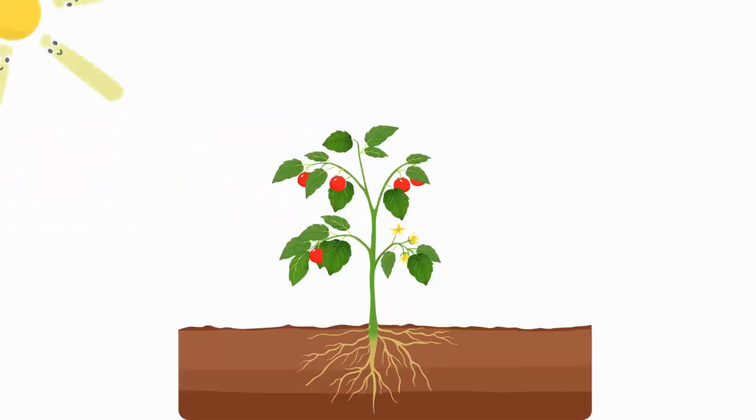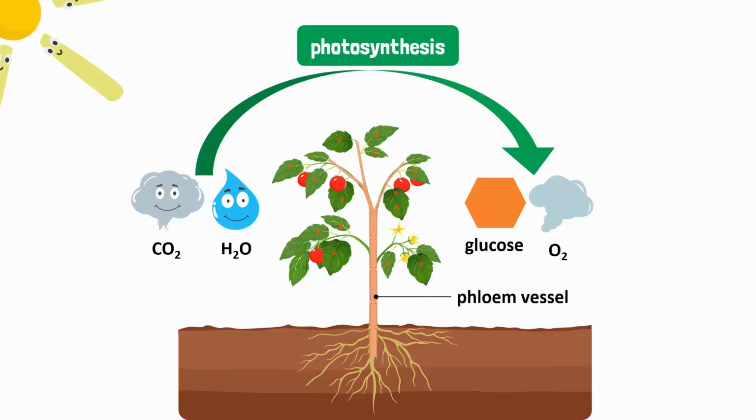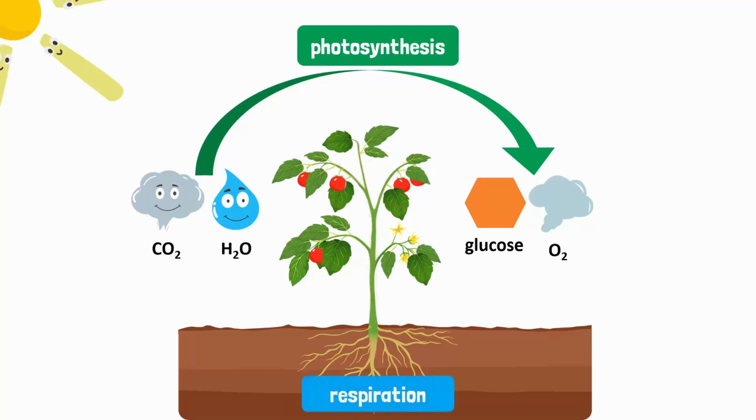In the presence of sunlight, carbon dioxide and water react to form glucose and release oxygen. This happens during the day. The glucose is transported by phloem vessels from the leaf to different parts of the plant. When these parts need energy, respiration takes place, and the glucose is broken down by oxygen. This reaction releases carbon dioxide and water.